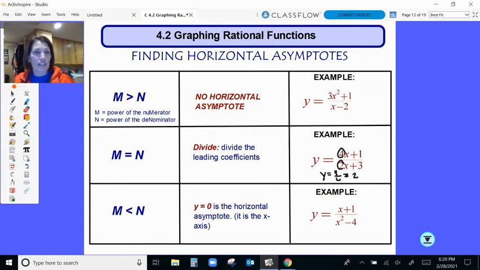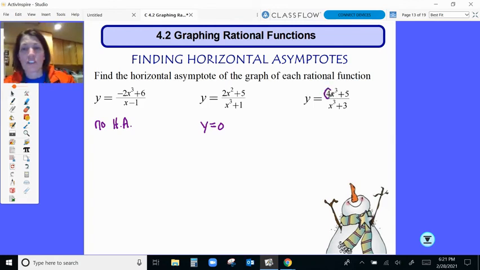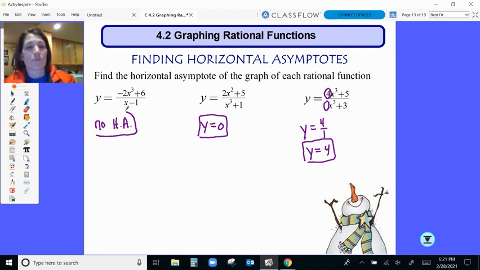Let's identify here which of these are. In here we'll notice that the power on the bottom is bigger than the power on the top. So there is no horizontal asymptote... none. Wait, the power here is smaller on top than the bottom, right? So this is going to be just y equals 0, my x-axis. This one, my powers are equal, so I'm going to take my leading coefficients, 4 and 1. So it'll be y equals 4 over 1, which is y equals 4. So my horizontal asymptote will be at y equals 4. That's how I find my horizontal asymptotes.